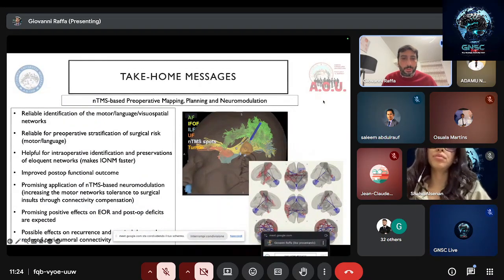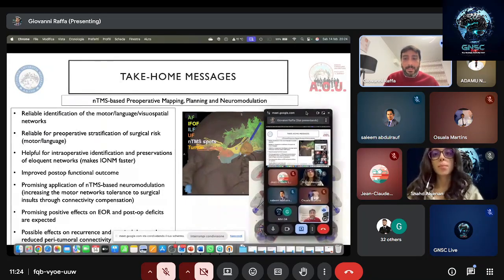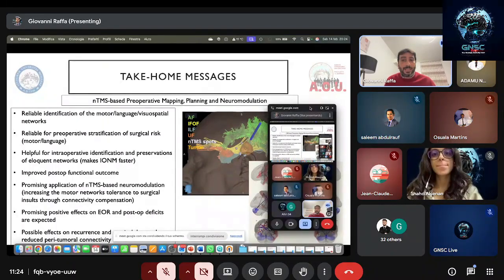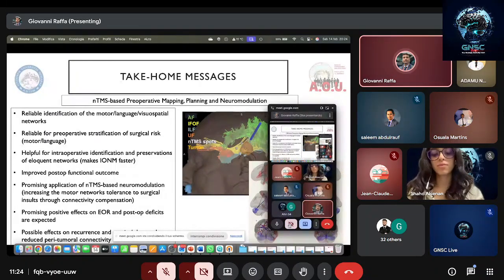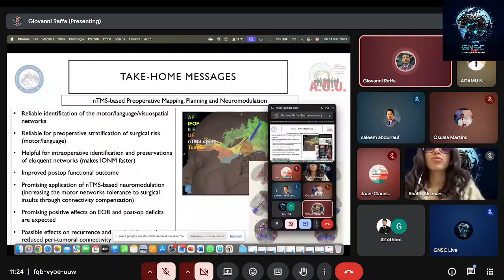So in conclusion, the NTMS mapping and planning is very helpful to identify eloquent areas, language and motor areas, and it allows us to stratify the risk of our surgery and to improve our confidence with the relationship between the lesion and the eloquent structures.